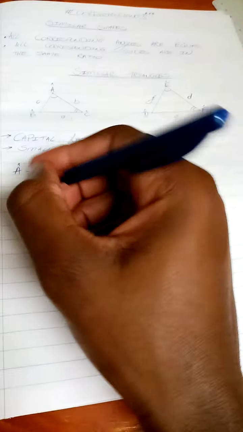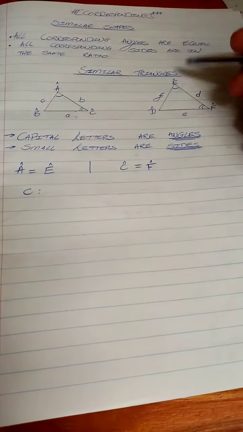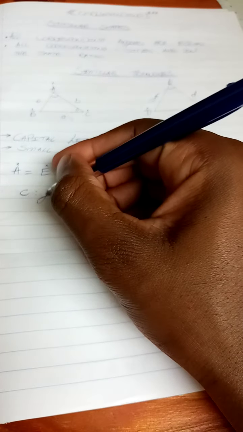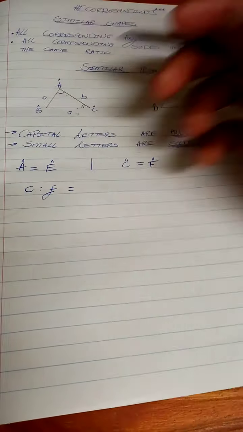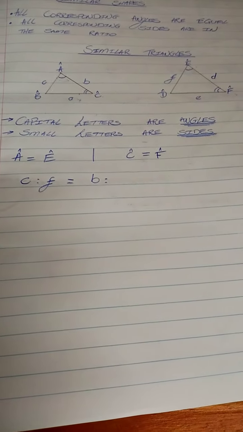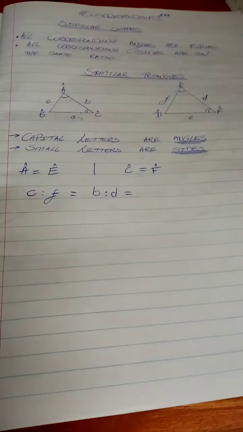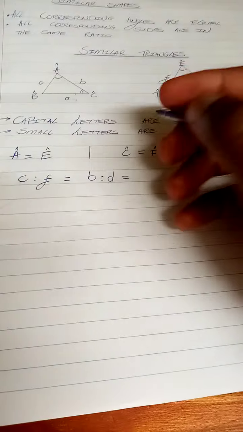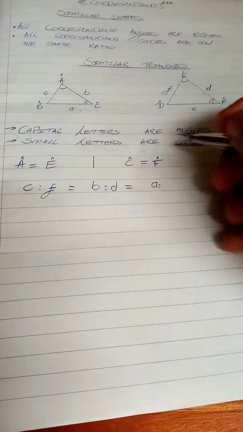So basically writing this down is trying to say that side C, which is this side here, with the ratio of side F, is equal to side B to the ratio of side D, equals side A with the ratio of side E.